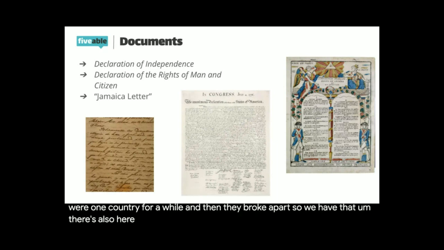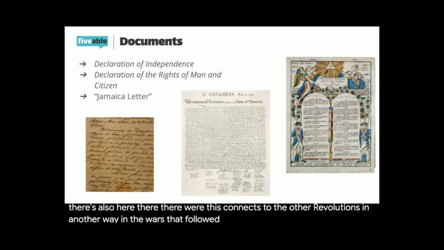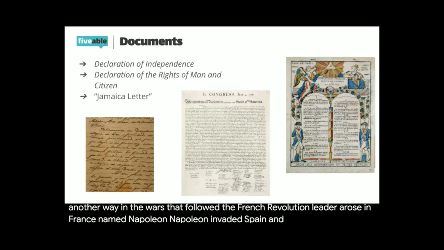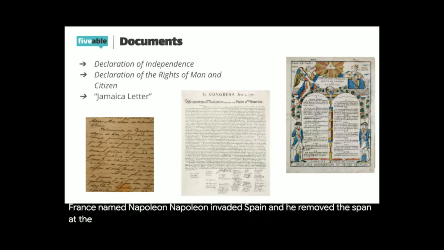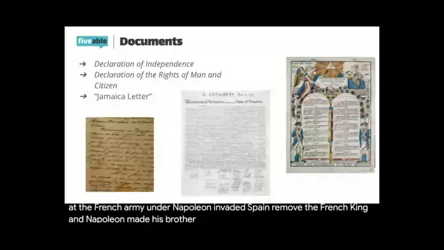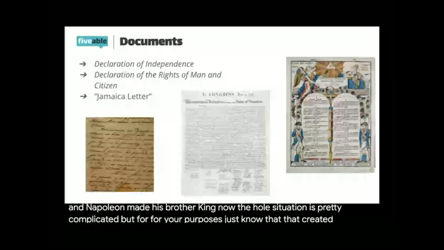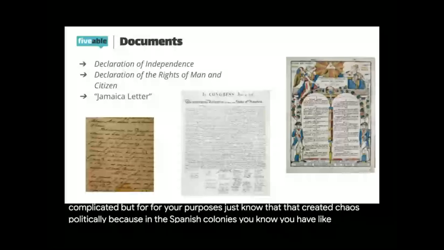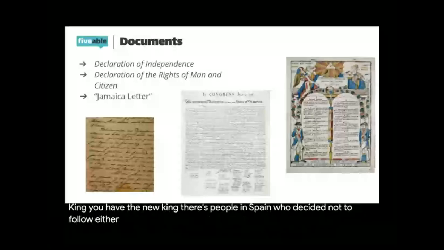There's also something here that connects to the other revolutions in another way. In the wars that followed the French Revolution, the leader was Napoleon. Napoleon invaded Spain, removed the Spanish king, and made his brother king. The whole situation is pretty complicated, but for your purposes, just know that it created political chaos. In the Spanish colonies, you have the old king, you have the new king, and there are people in Spain who decided not to follow either king and wrote a new constitution. You don't have to know the deep details on that.